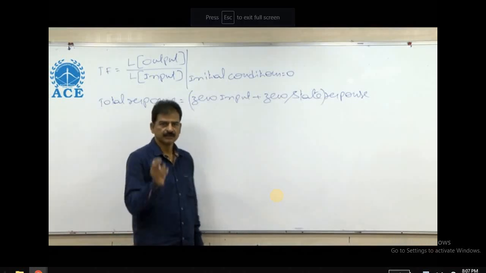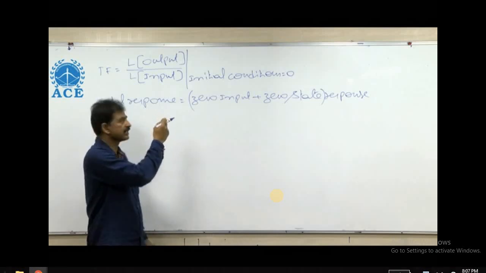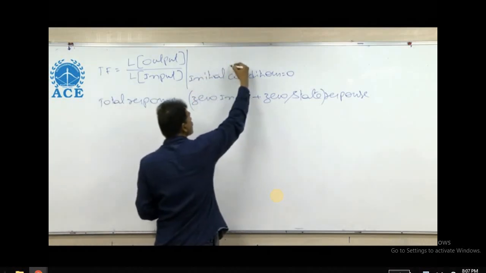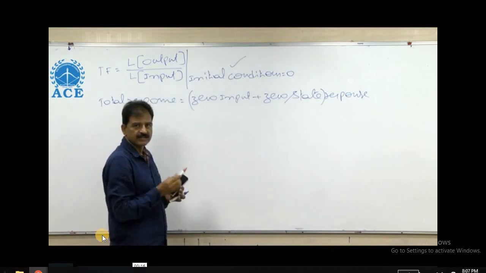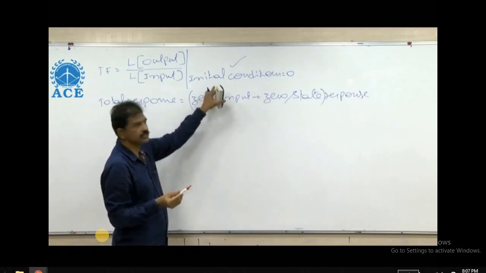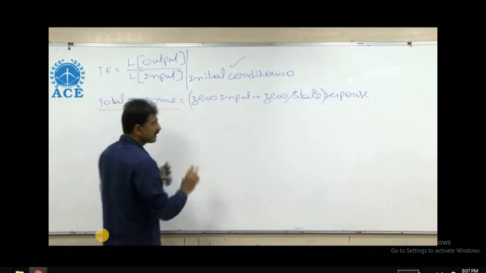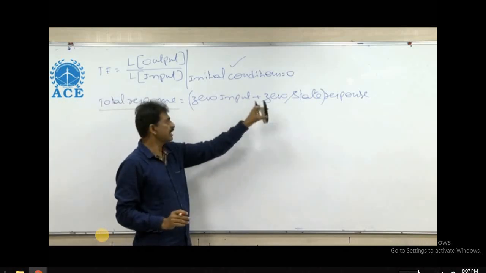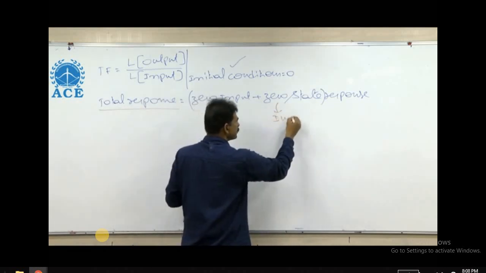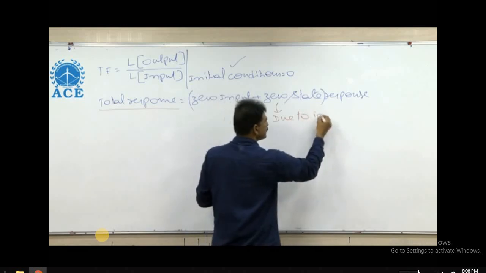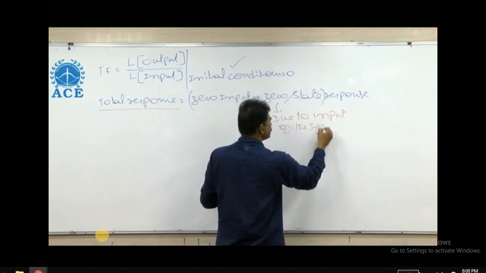Friends, transfer function is the Laplace transformation of output variable to the Laplace transformation of input variable with all initial conditions set to 0. That means that transfer function will not give the response due to initial conditions. Total response of any system can be classified as zero input and zero state response. Zero state response means this is due to applied input.